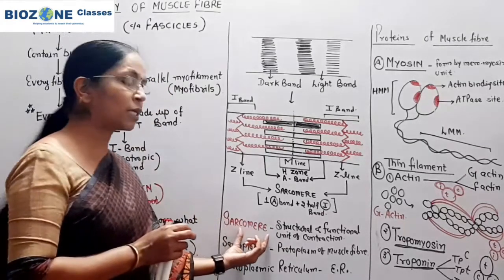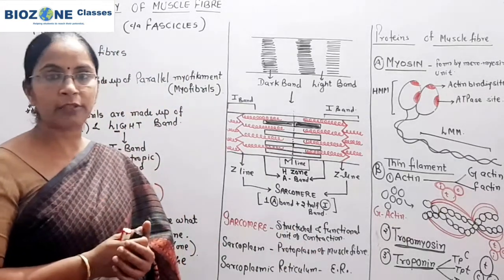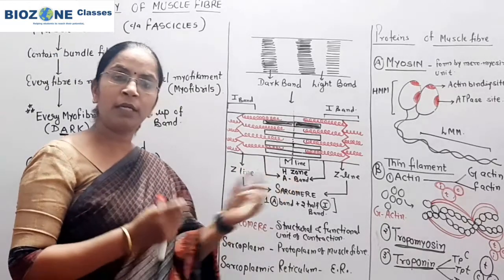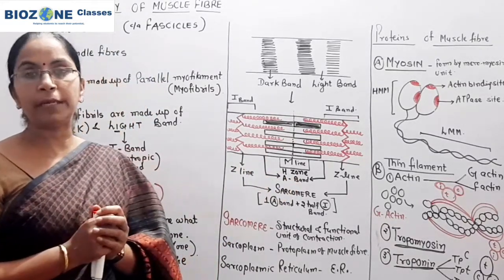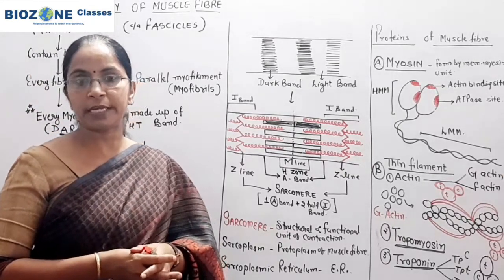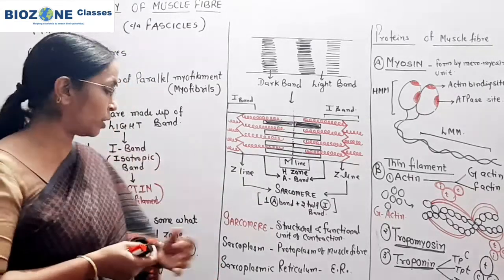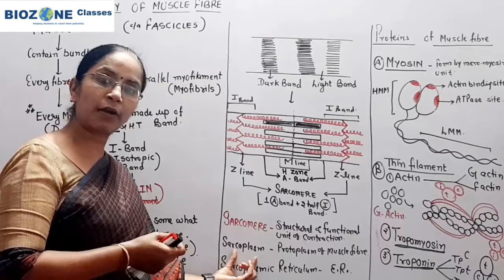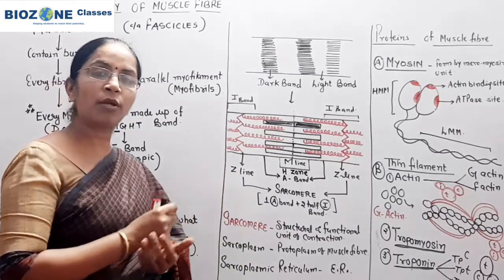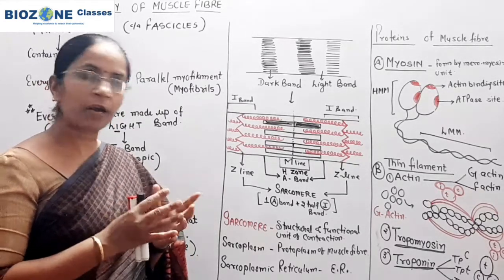So this you remember, the sarcomere is the structural and functional unit of muscle contraction. During muscle contraction, the length of the filament never changes. Only the area of the sarcomere decreases, because the H zone disappears during contraction. And then one term is there, sarcoplasm. Sarcoplasm means the protoplasm or the cytoplasmic part of the muscle fiber is called sarcoplasm.